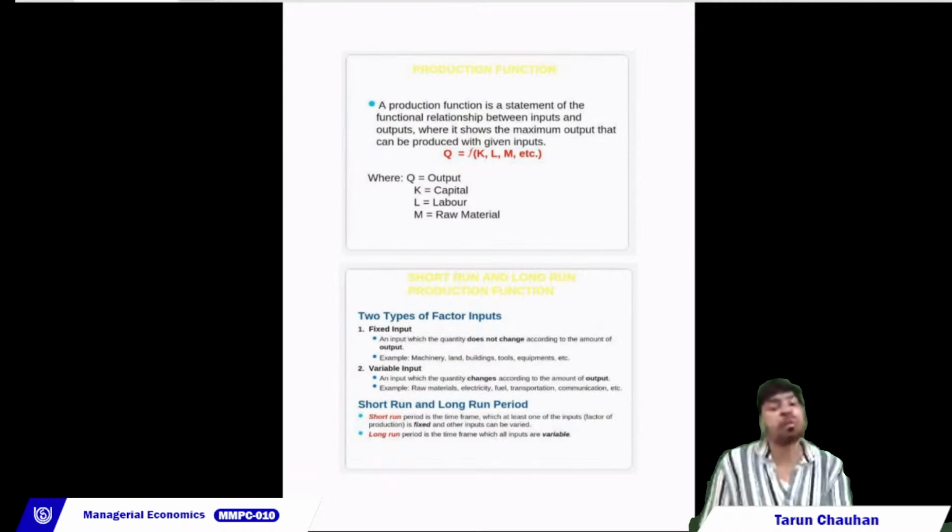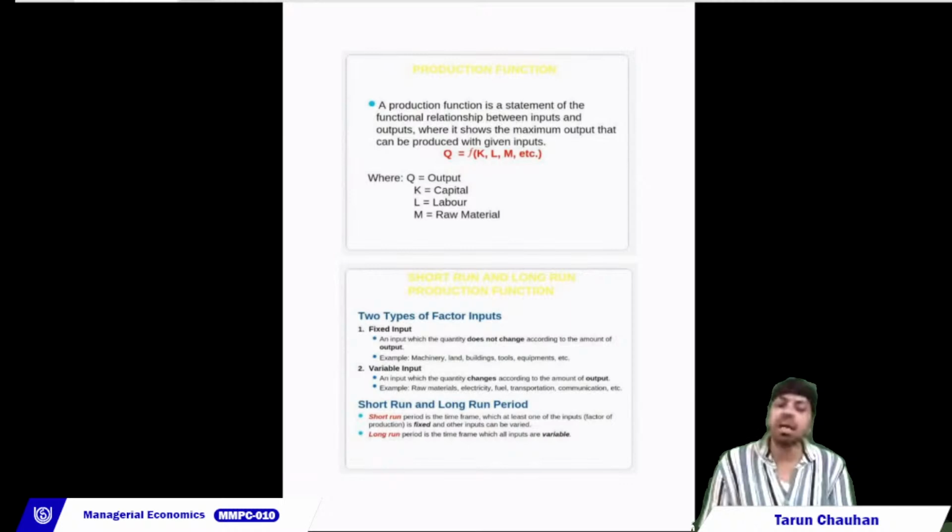For example, raw material, electricity, transportation facilities, fuel, communication facilities, internet facilities, etc. They're all variable inputs. Even when we talk about the process of production and during production functioning, both inputs are equally important, fixed and variable. And without these inputs, the production process would become incomplete.